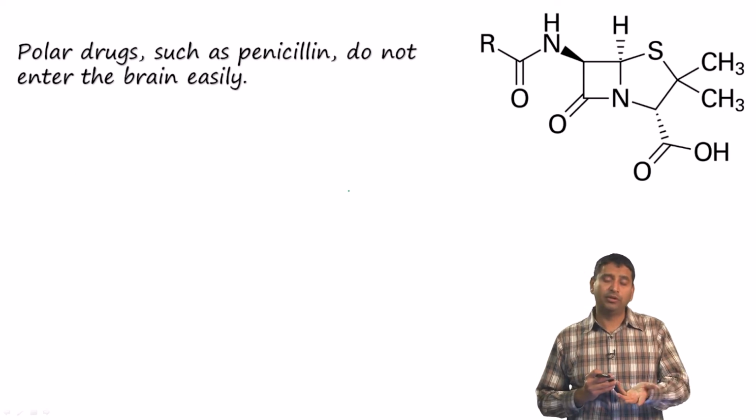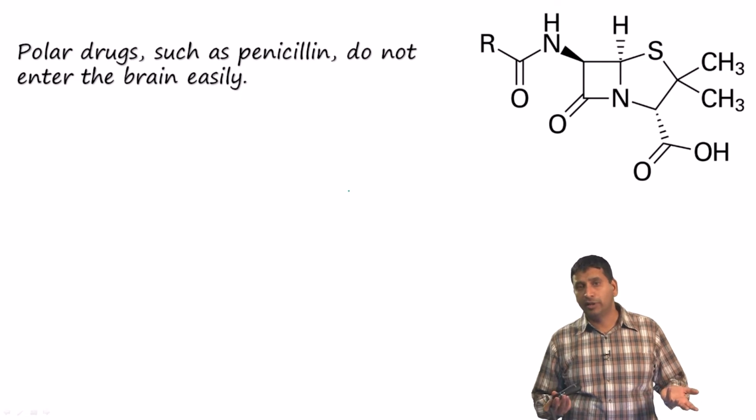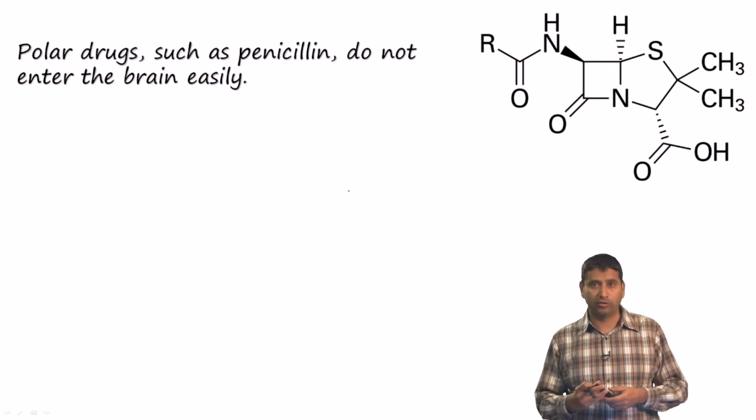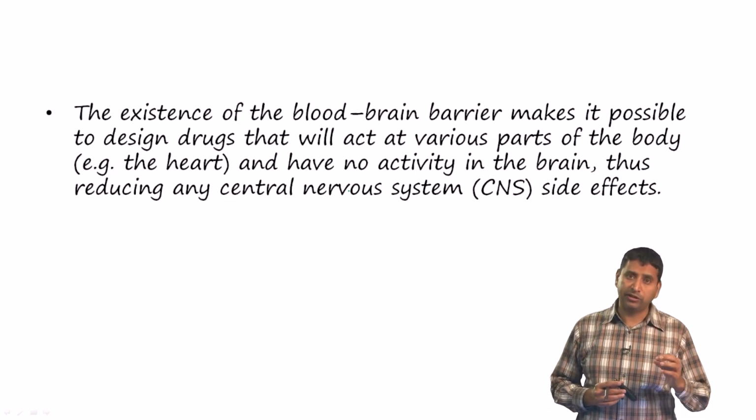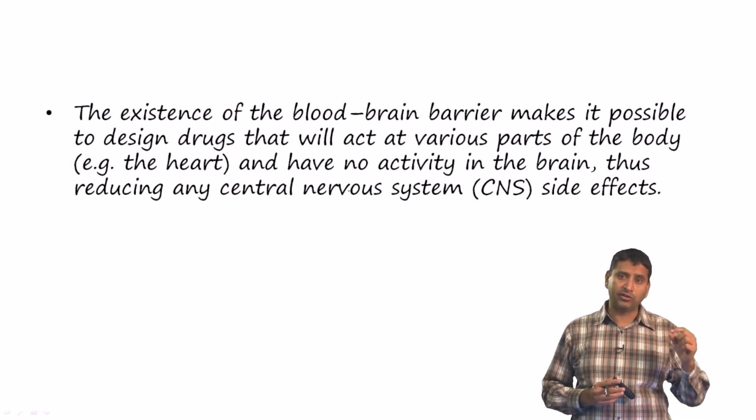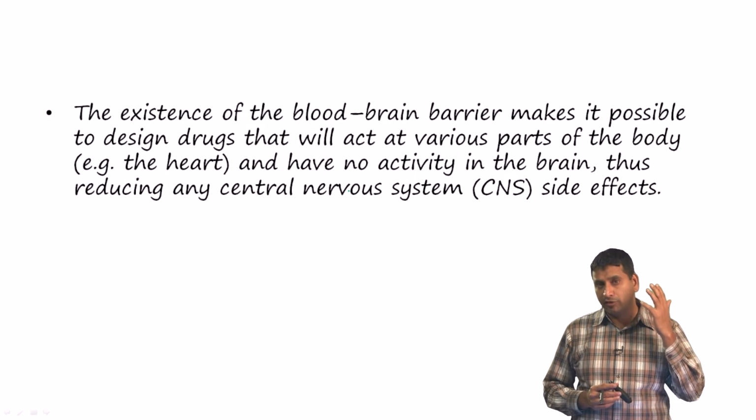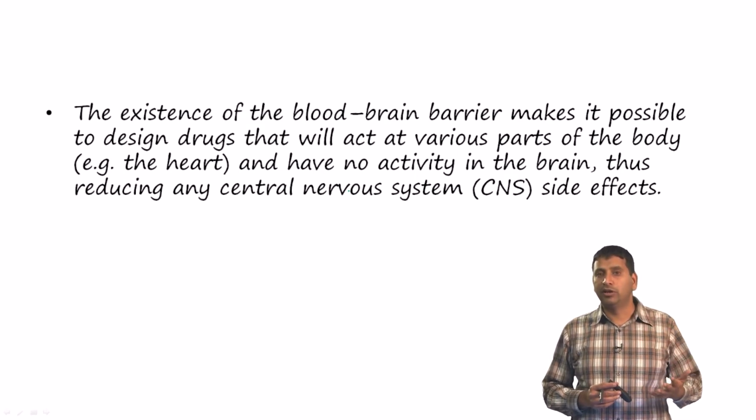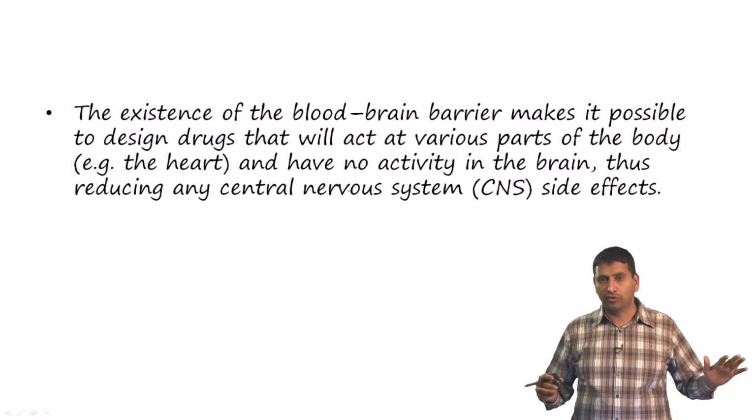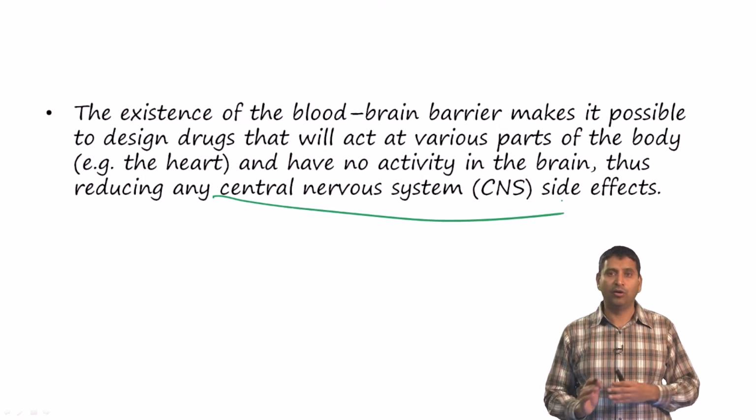For example, the drug that we looked at, penicillin, doesn't enter the brain easily because it is quite polar. The existence of the blood brain barrier makes it possible to design drugs that will affect various parts of the body but have no activity on the brain. This is very important because the brain is quite susceptible to side effects. If the drug is designed such that it does not cross the blood brain barrier, then the central nervous system is spared of the side effects.